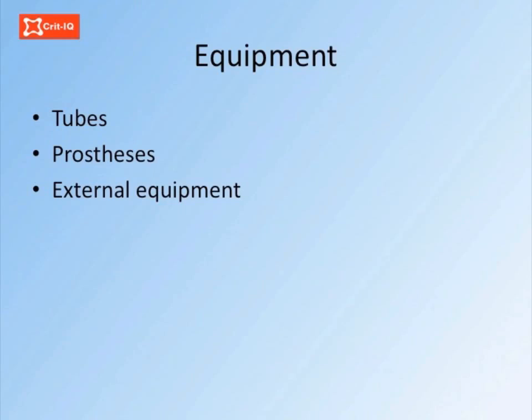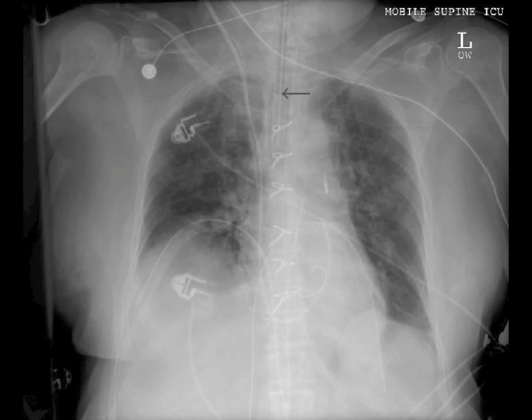Examine the equipment visible on the film, checking its position where necessary. Endotracheal, intercostal and nasogastric tubes, central venous lines, and prosthetic devices should all be identified. Remember that some equipment may be external to the patient.